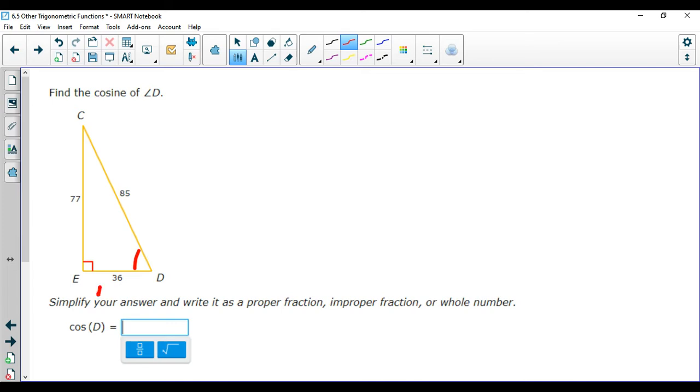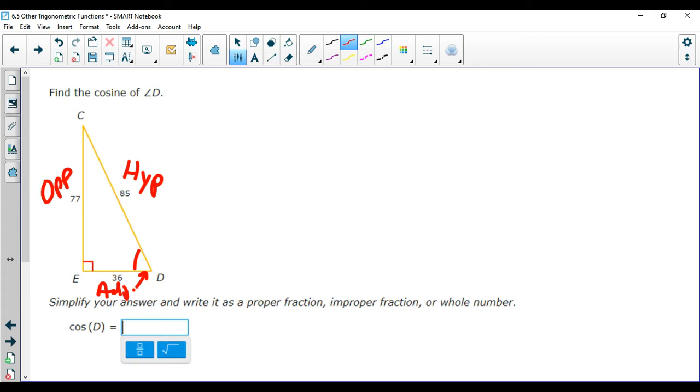And labeling the adjacent side is the side that's right next to angle D, the leg that's right next to angle D. The hypotenuse is the longest side. It's across from the right angle. And the opposite side is opposite of angle D. Okay, so I had to label angle D so that I know which angle I'm naming all of these in reference to, and then I can start figuring this out.